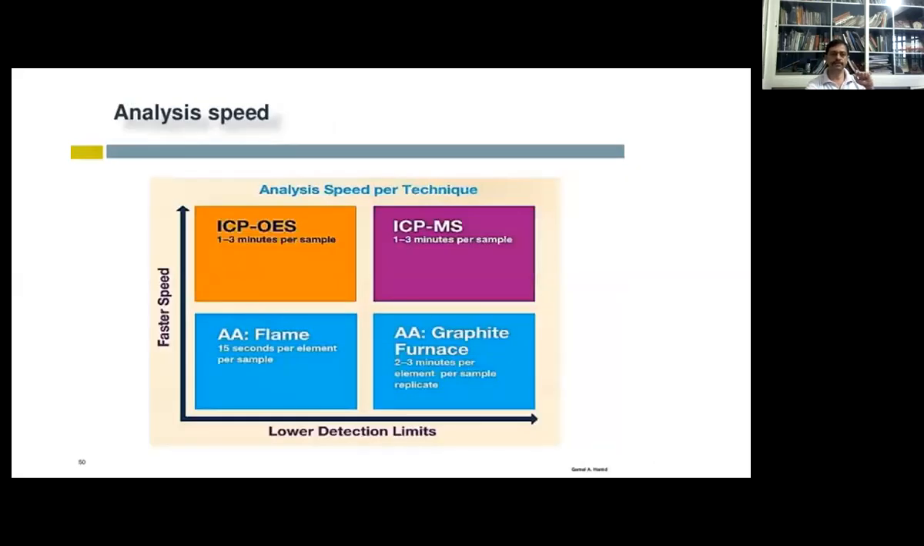If you are talking in terms of analysis speed, here speed will be faster, here detection limit will be lower. ICP OES and MS both have an analysis speed of 1 to 3 minutes per sample. Atomic absorption spectroscopy, where flame is used, 15 seconds per element per sample is the speed. Atomic absorption spectroscopy, where graphite furnace is used, analysis is still slower. It requires 2 to 3 minutes per element per sample replicate.